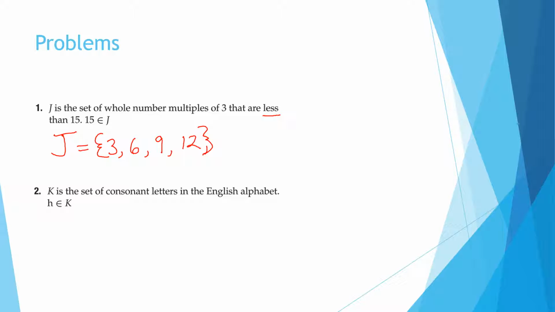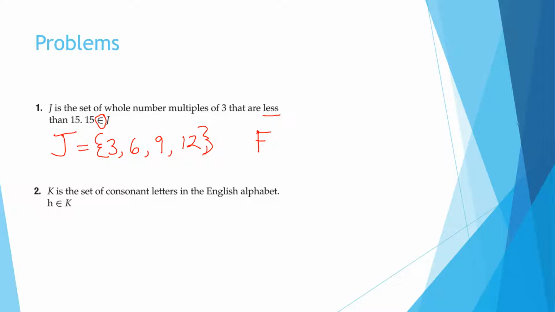Now, I'm asked true or false, is 15 an element of J? This symbol is asking, is this an element? So I'm going to look at J. Is 15 one of these elements? No, 15 does not belong to J. So this is false. Let's try this again.